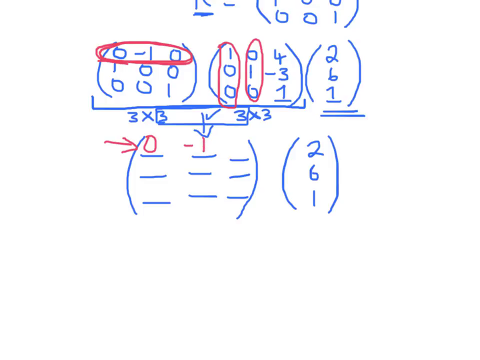Then I multiply the first row by the third column. So it'll be 0 by 4, which is 0, minus 1 by minus 3, which is plus 3, and 0 by 1, which is 0.